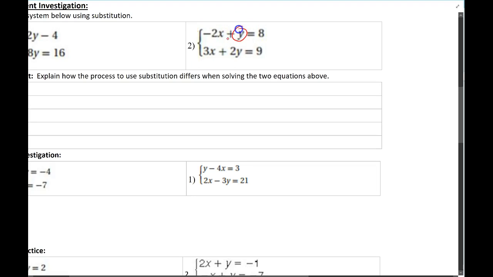I see that this y here has no coefficient. It's already by itself with a coefficient of 1. So that's going to be the easiest one to solve for. So this really can be solved by adding 2x to both sides. So I get y equals 2x plus 8. If I know that y equals 2x plus 8, I take this and I plug it in here. So I would get 2 times 2x plus 8.